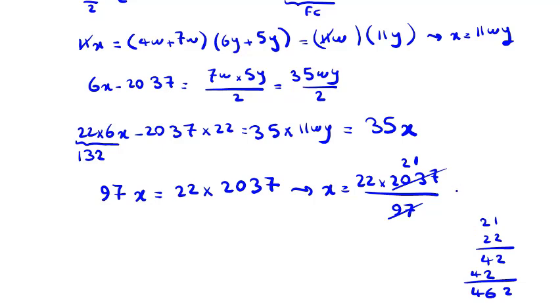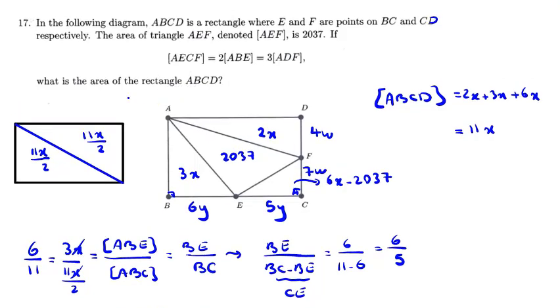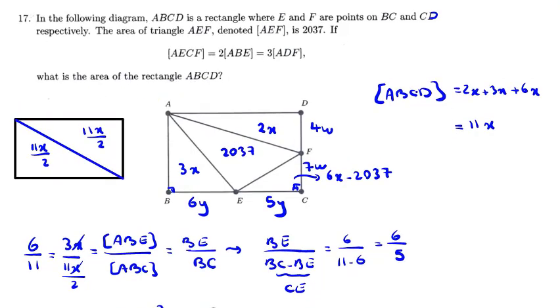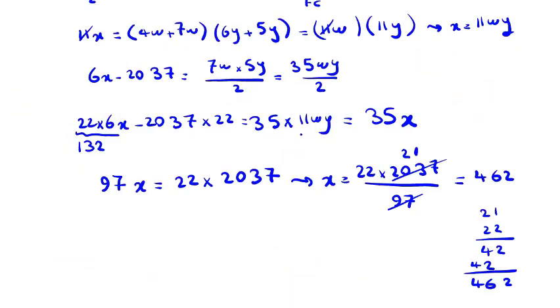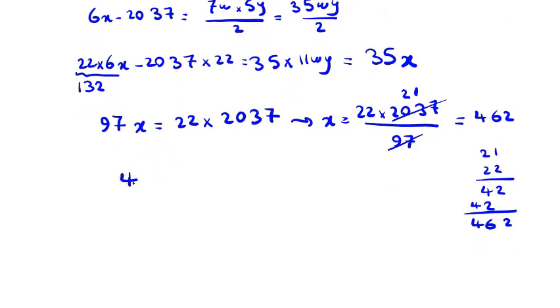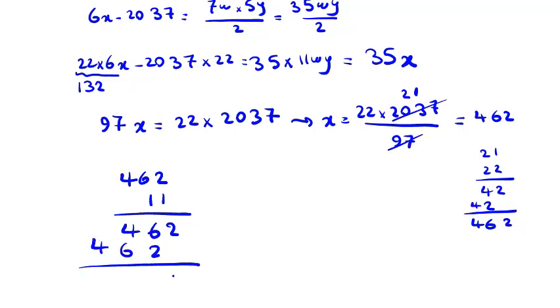Okay, so x is this. The problem wants what? The problem wants the area of the rectangle. We found it is 11 times x. So if we multiply 462 by 11, then we have 264, 264. It is equal to 2, 8, 10, 5. So the answer of the problem equals 50.